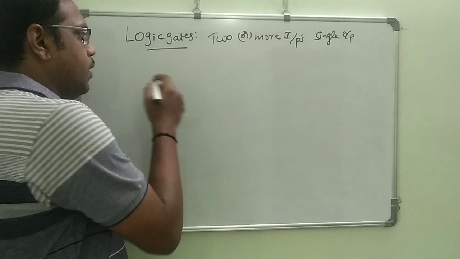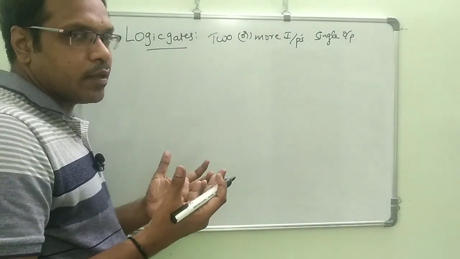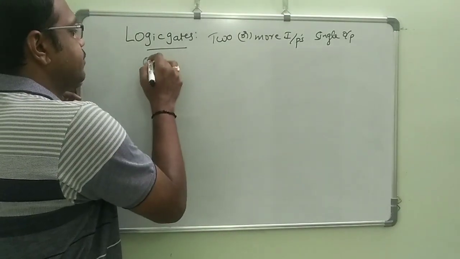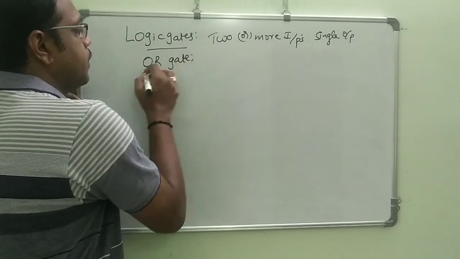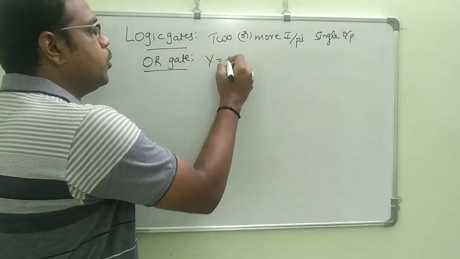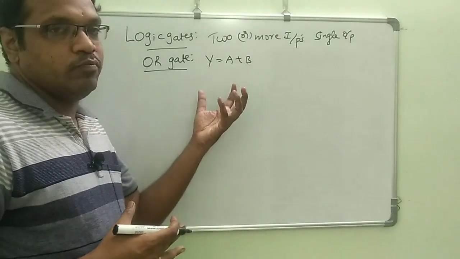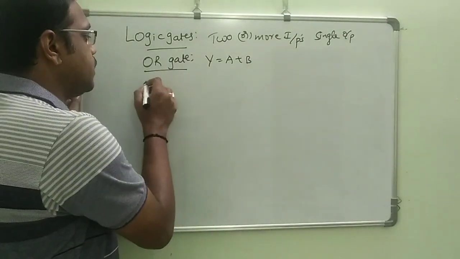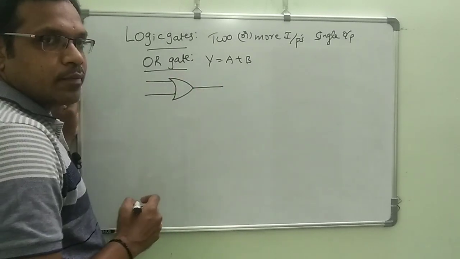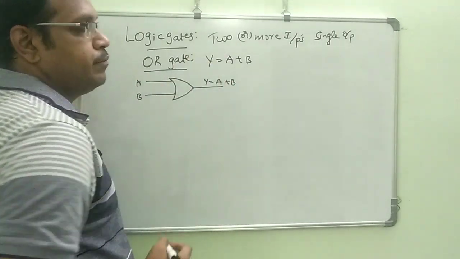Some basic gates are there, and some universal gates are there. First we'll go for the basic gates, and first we'll see the OR gate. The OR gate is nothing but, if two inputs are there, it does the addition operation. That is called the OR gate. The symbol of the OR gate is like this, with two inputs, and the output is y equal to a plus b.